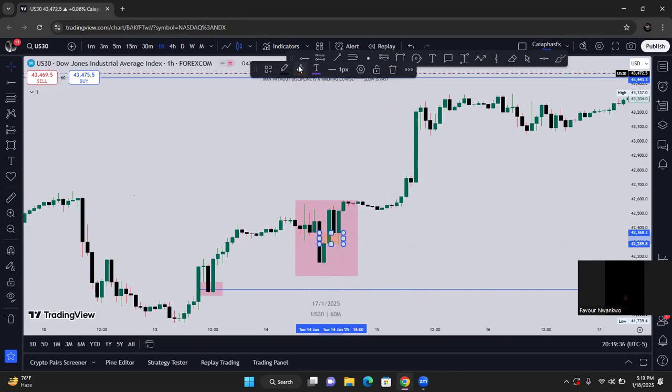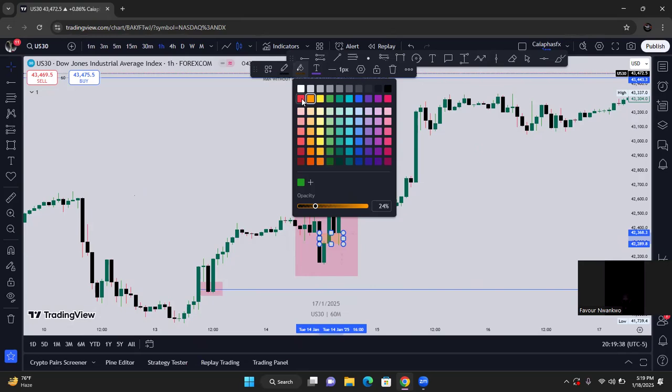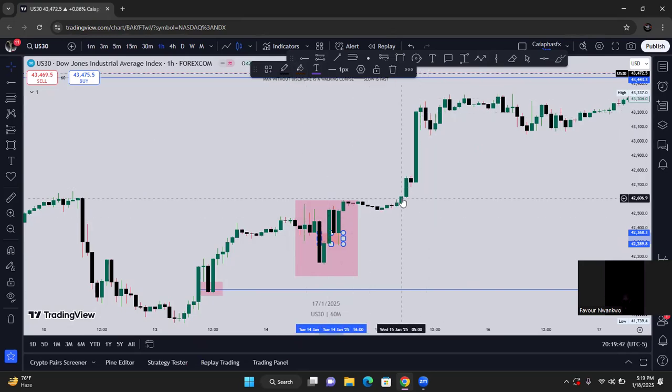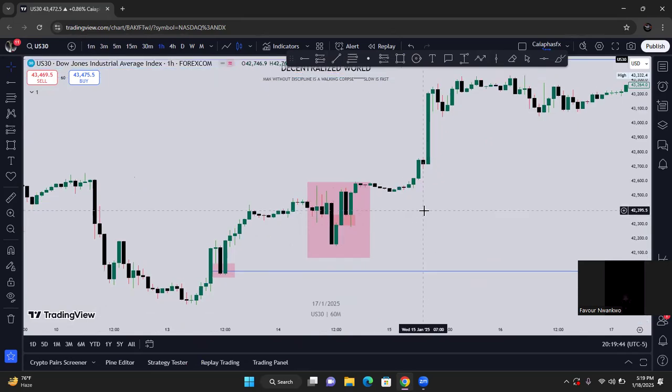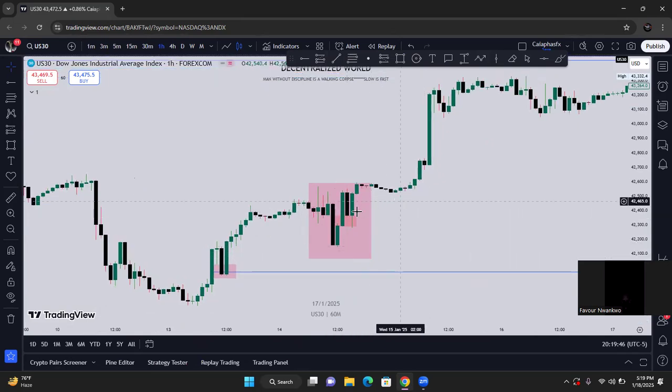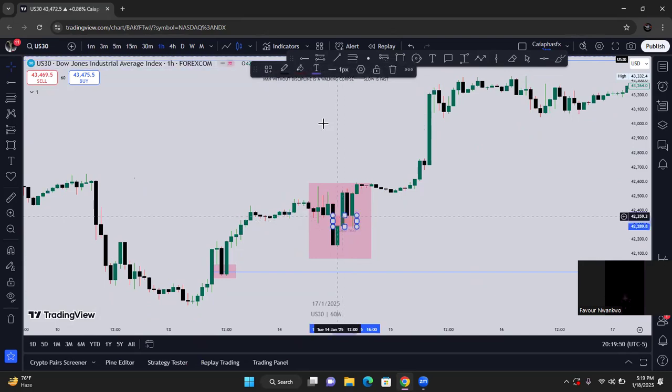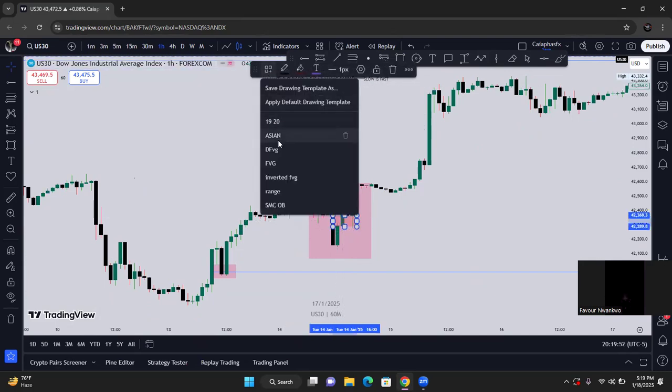Then I lost quite a lot of money there that day because I had to stack it. So then that's that fair value. I don't know if you can see it, that fair value gap there. Okay, you can see it, right?